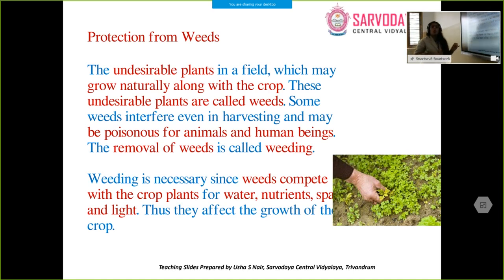So I hope you've understood what weeds are and what weeding is, and we can ask a question like this: why is weeding necessary? Because weeds compete with the crop plants for water, nutrients, space and light. When they do this, it will affect the growth of the crop. I hope you have understood. This is not that difficult. I've covered weeds, weeding, and why weeding is necessary. These are the main things normally asked in this portion.